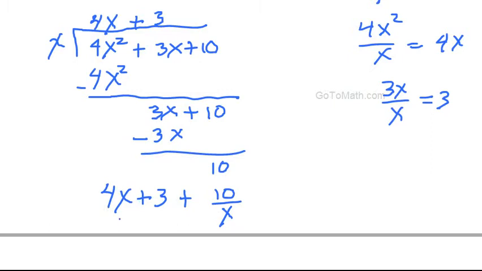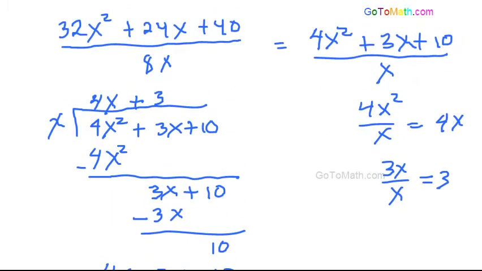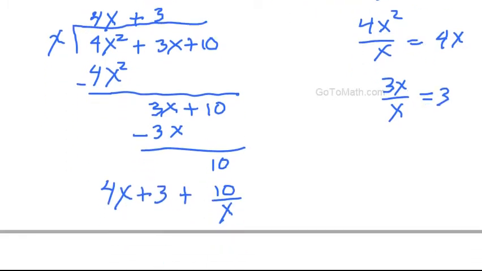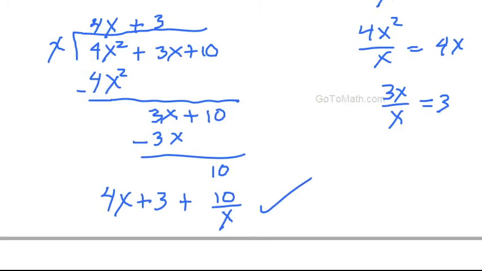Now to check if this is actually equal to our original, what you could do is get a common denominator all the way across. That means you'd multiply that by x, then that by x, then have everything over x. So you'd end up with 4x squared plus 3x, which we'd be looking at this one here, and then plus 10. Okay, so that's the form that we are looking for.